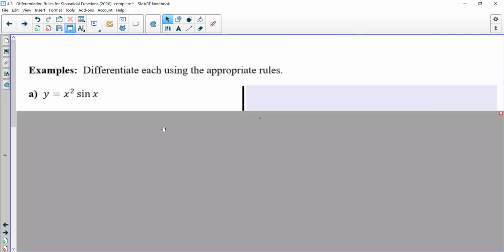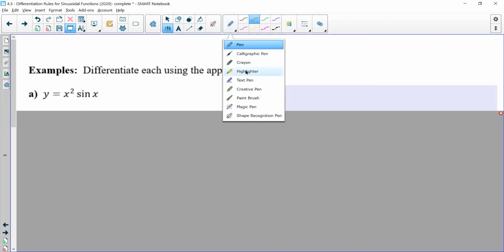So how we're going to be doing is algebraic differentiation. So the key thing is to decide what rule you're going to use and how you're going to apply it. All right, so we're just going to go through a bunch of examples here. So as you can see, this first example in A asks us to differentiate.